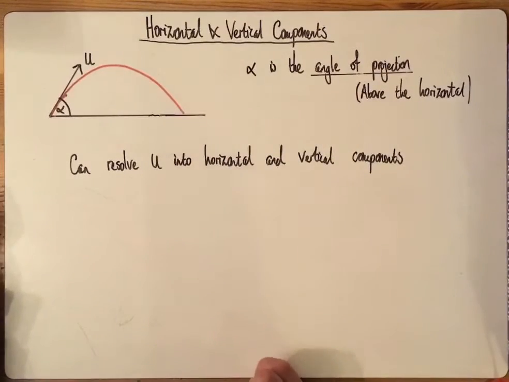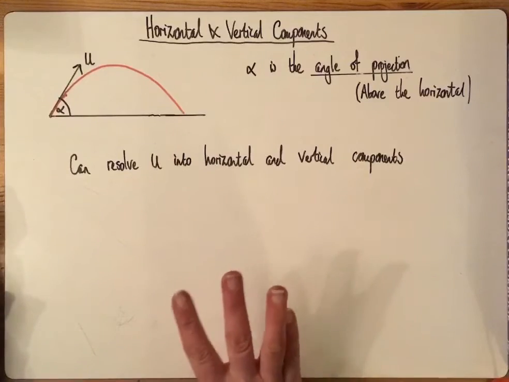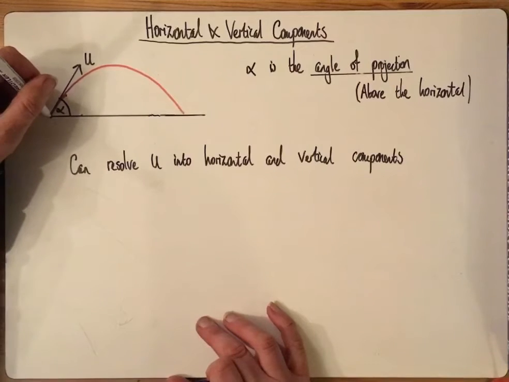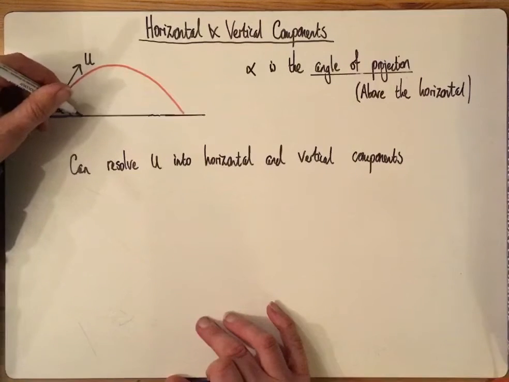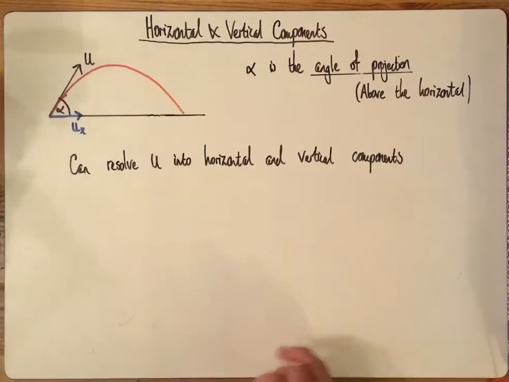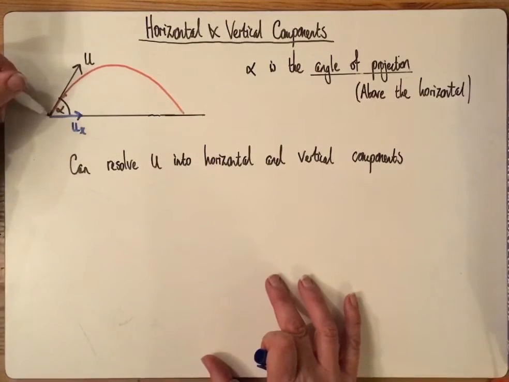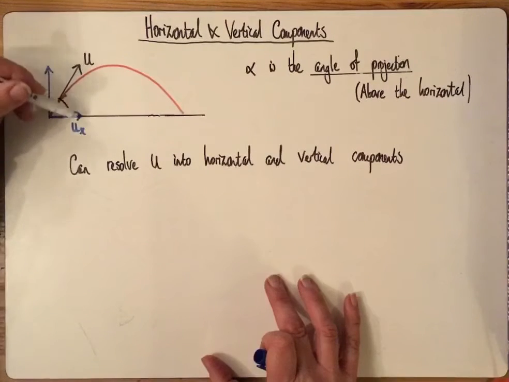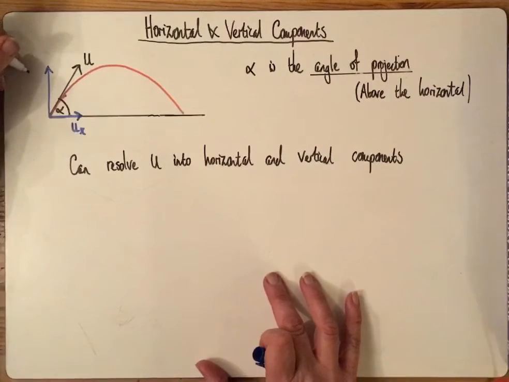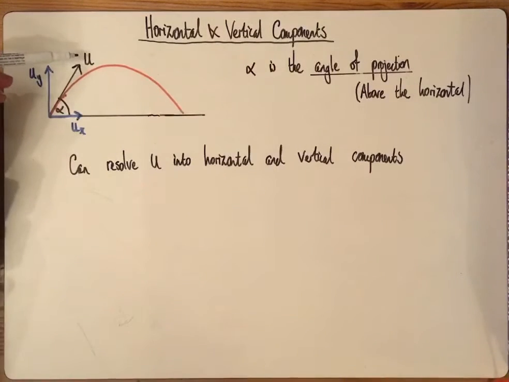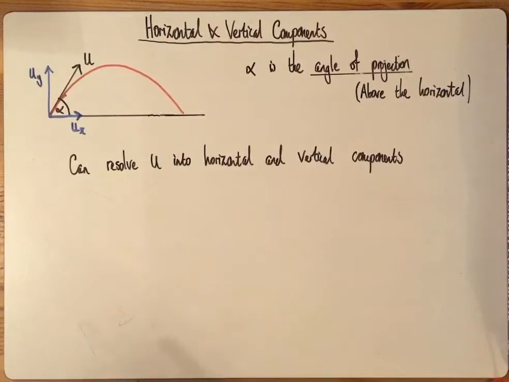And we can resolve U into horizontal and vertical components. So the horizontal component will be going that way. And you could call that U subscript X if you want to. And then the vertical component will be going up this way. You could draw it in there, but it's sort of quite nice to pop it in there. And so U subscript Y for the vertical component. You might well see a capital U used here, I'm not entirely sure why.